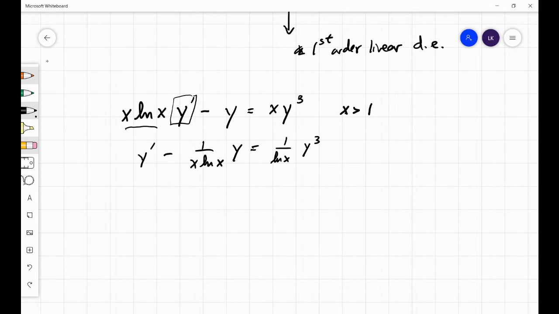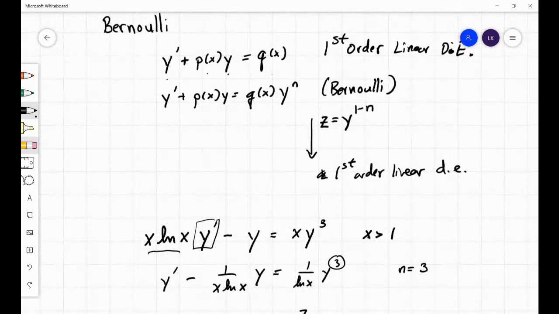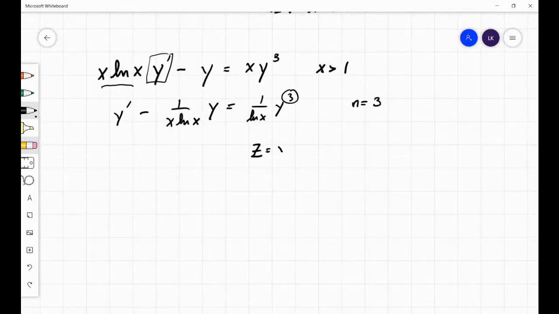Okay, so if we didn't have this y cubed here, this would be first order linear, and we would then find an integrating factor. But because we do have a y cubed, it's not linear, it's Bernoulli, where the power n is equal to 3. So we're going to try the substitution where z is equal to y to the power 1 minus n.